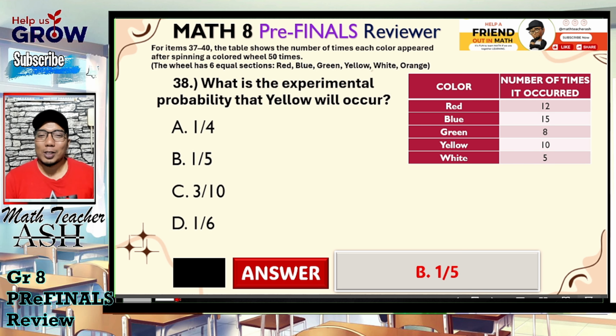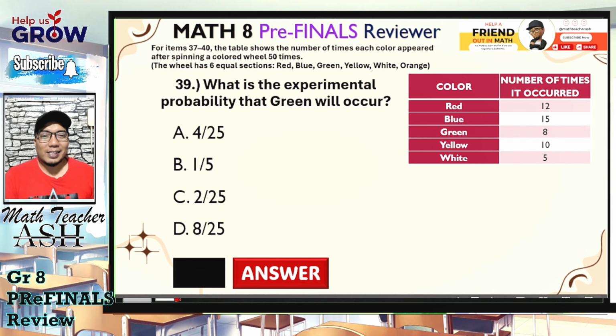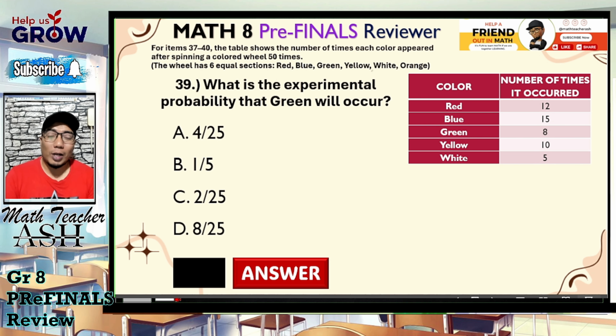So now let us go to question number 39. What is the experimental probability that green will occur? Is it A, 4 out of 25, B, 1/5, C, 2 out of 25, or D, 8 out of 25? I'll give you 5 seconds to think about your answer.